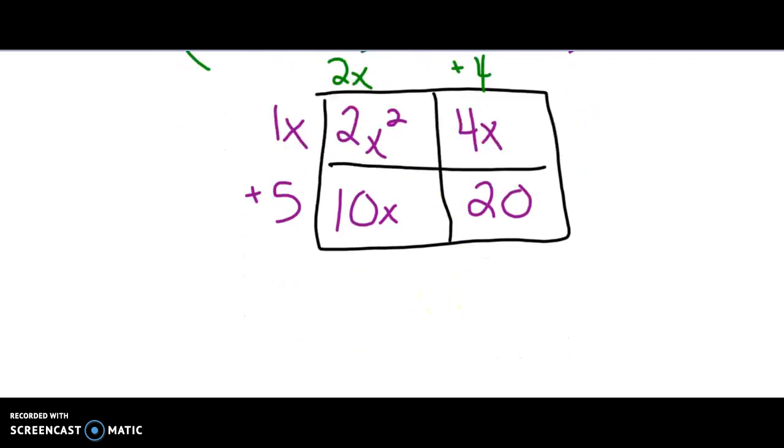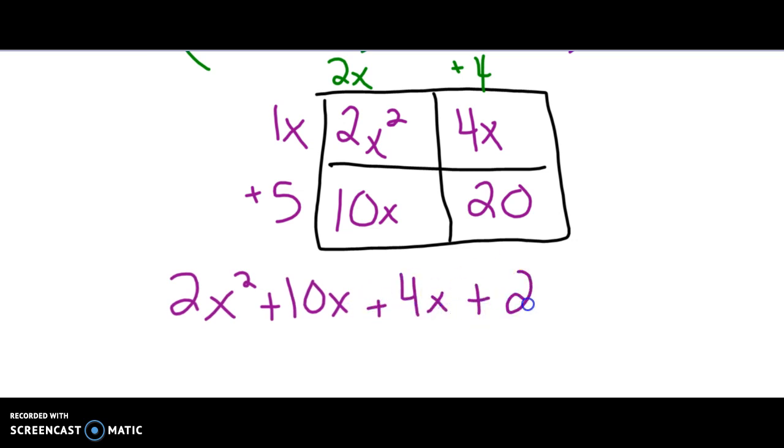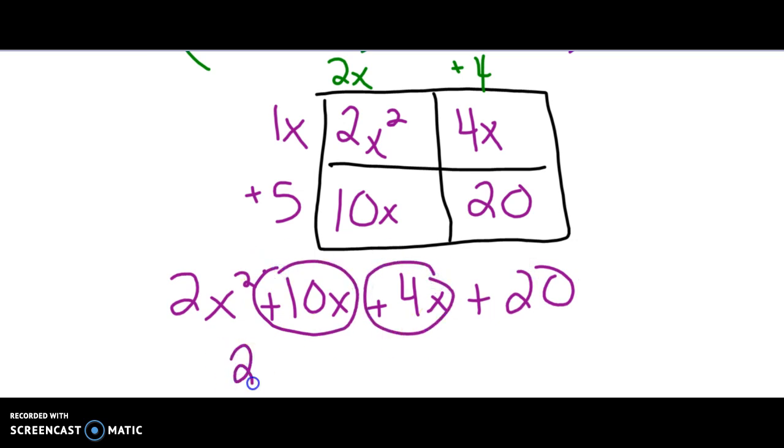Now I rewrite what I have, so that's 2x squared plus 10x plus 4x plus 20. I see that I can combine 10x plus 4x. Okay, bring this down, and that gives me a positive 14x, and bring down my plus 20.